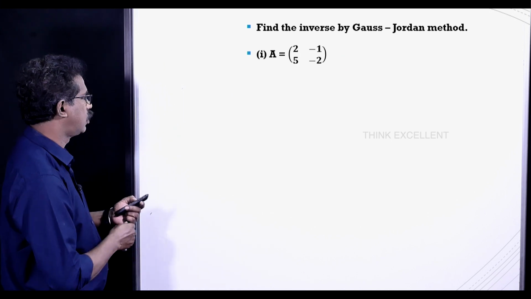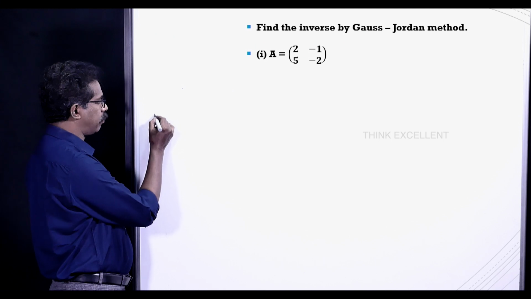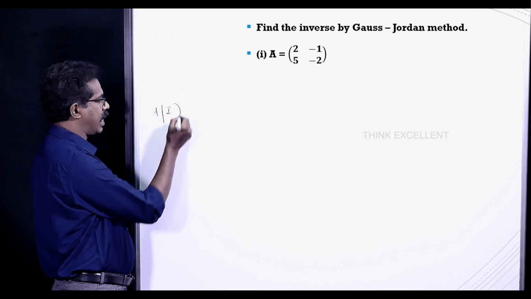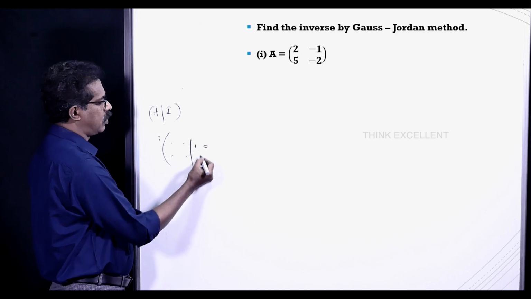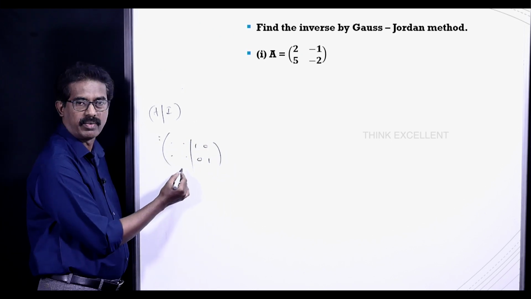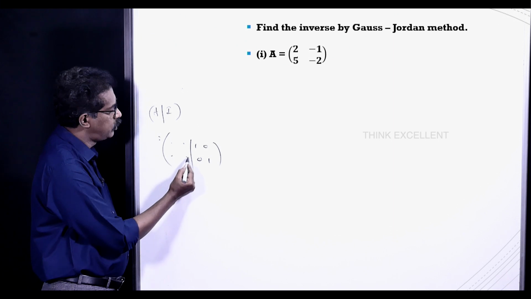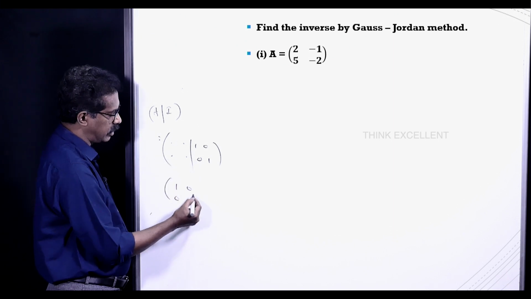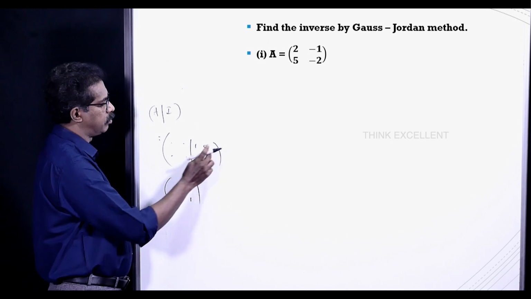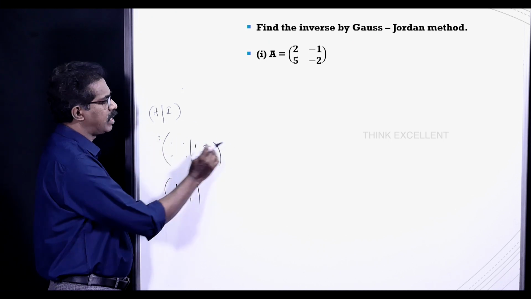So earlier I said, no. Given matrix you take as A, but you find [A | I]. A you write first, put a line, then I: 1 0 0 1. Reduce it into echelon form. Later you convert it into unit matrix. Like this you make, so that this will change, because when you multiply by 2, everything you multiply by 2, right?